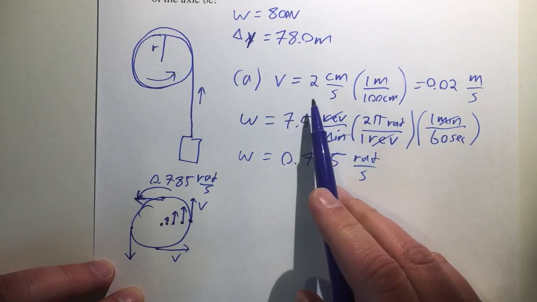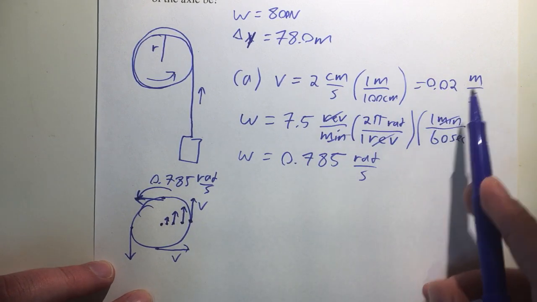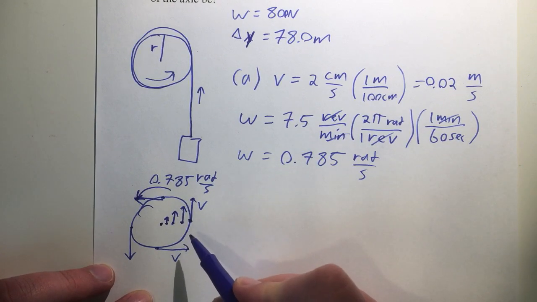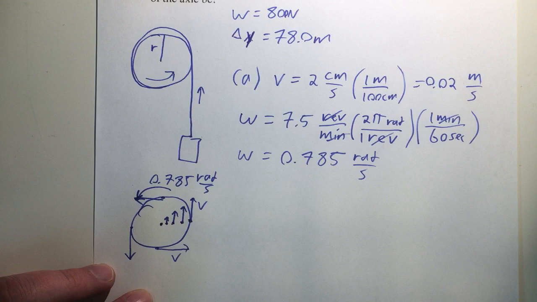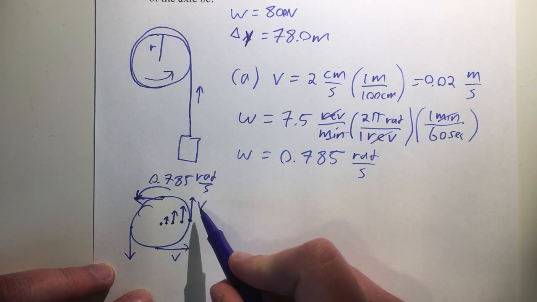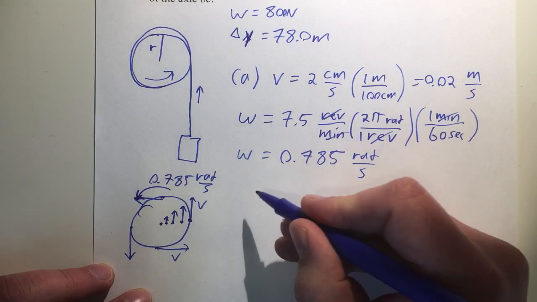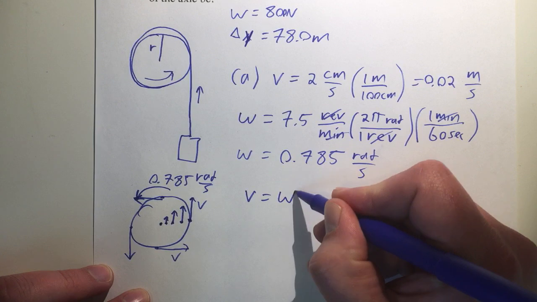Well, they told us that the rope is moving up at 0.02 meters per second, and therefore if it's not slipping on the cylinder, the edge must also be moving at 0.02 meters per second. So we know that velocity, and we know the angular velocity. Okay, so that means we need to somehow relate those two things, and we have an equation for that. v is equal to omega r.